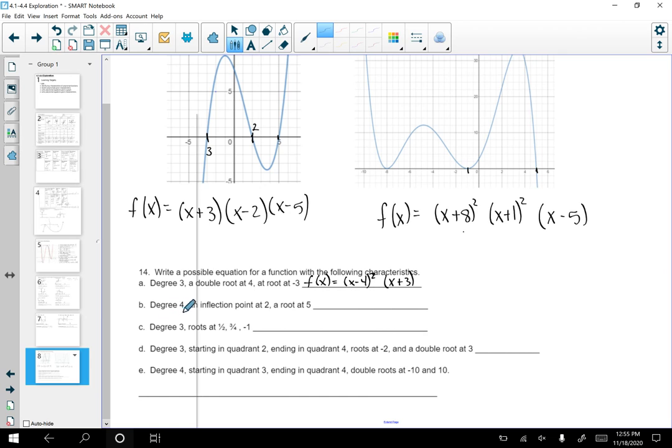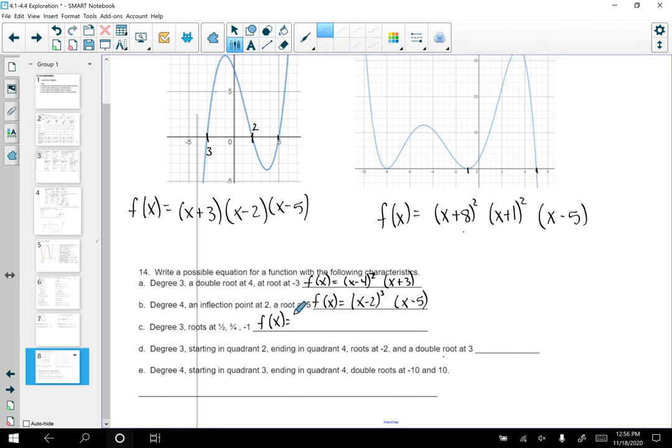All right, degree 4, an inflection point. So that means it's going to repeat 3 times at 2, right? So x minus 2, and it repeats 3 times, so that means it's cubed. And a single root at 5, so x minus 5. And then it said it was degree 4, so let's just double check. Cubed plus 1, perfect, 4.